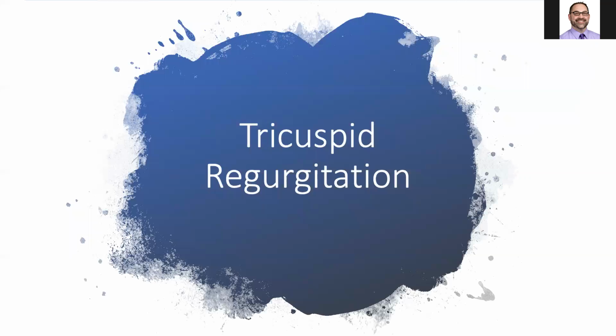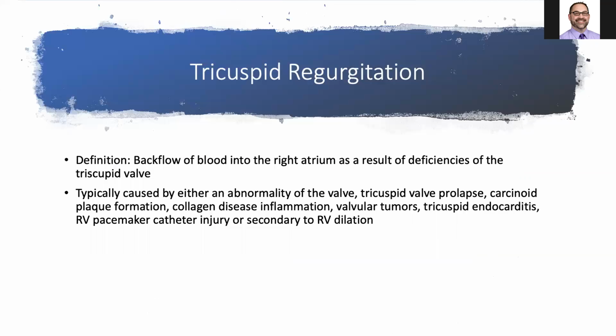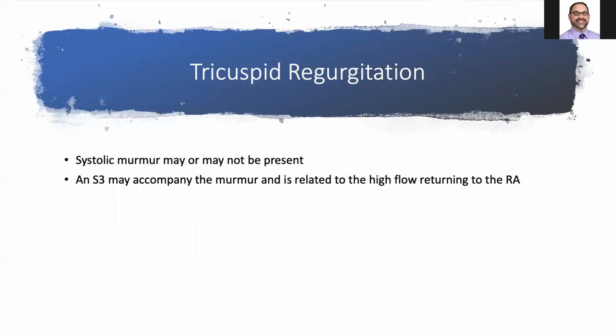So we'll talk about tricuspid regurgitation first. This is backflow into the right atrium as a result of deficiency in the tricuspid valve, typically caused by either an abnormal valve or tricuspid valve prolapse. It could be secondary to carcinoid plaque formation, collagen disease, or valvular tumors. Usually there is a systolic murmur, although it may not be present, and an S3 may be accompanied by a murmur related to the high flow returning into the right atrium.